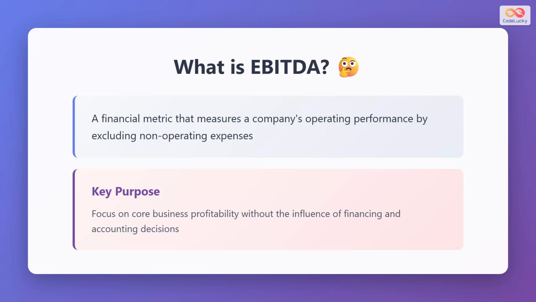EBITDA is a financial metric that measures a company's operating performance by excluding non-operating expenses. Think of it as a way to see how profitable a company's core business activities are, without considering how the company is financed or taxed. The key purpose of EBITDA is to focus on core business profitability without the influence of financing decisions, like how much debt a company carries, and accounting decisions, like depreciation methods. This makes it easier to compare companies that might have different capital structures or tax situations.